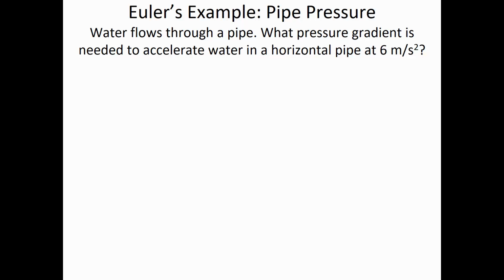Okay, so let's apply Euler's equation to flow through a pipe. What if water is flowing through a pipe and we want to know the pressure gradient needed to accelerate water in a horizontal pipe at 6 meters per second squared? Remember, it can be a little bit confusing, but we can have pressure changes in a pipe that are accounting for this acceleration over time.